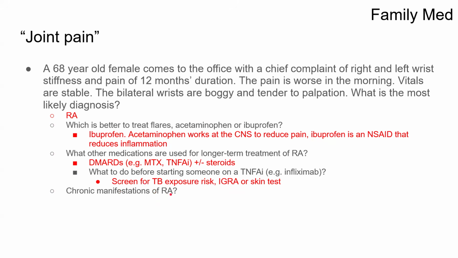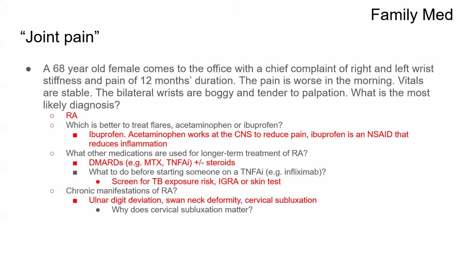On a longer term scale, chronic manifestations of rheumatoid arthritis include things like ulnar digit deviation if it's in the hands, the swan neck deformity of the fingers, and you can also have cervical subluxation.